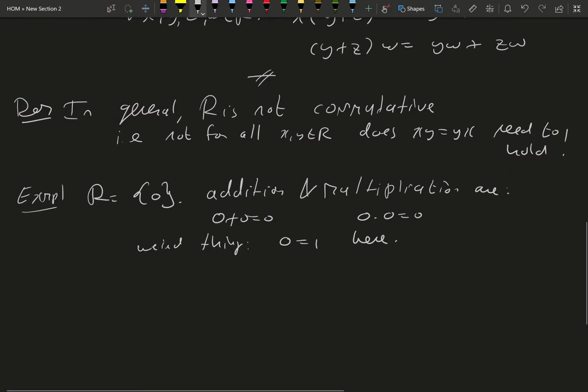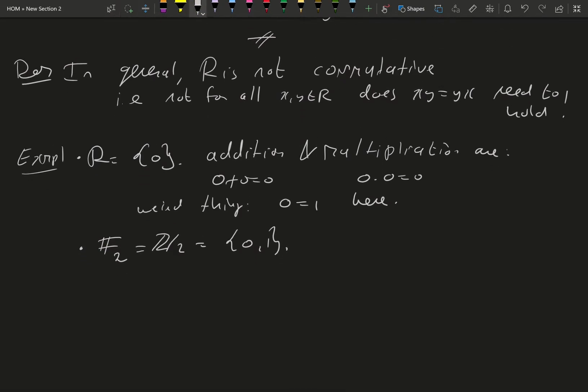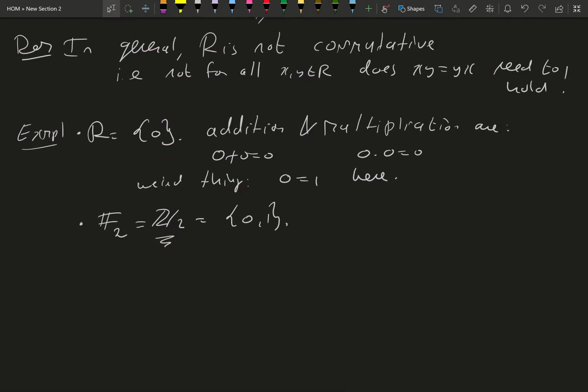Okay. And now we have another example, the slightly less trivial example maybe is F2, which is Z2, the ring with two elements, 0 and 1, where addition and multiplication are defined as you are accustomed to for Z modulo 2. And we have matrices. In other words, we let Mn over, say, R be the set of real n by n matrices.